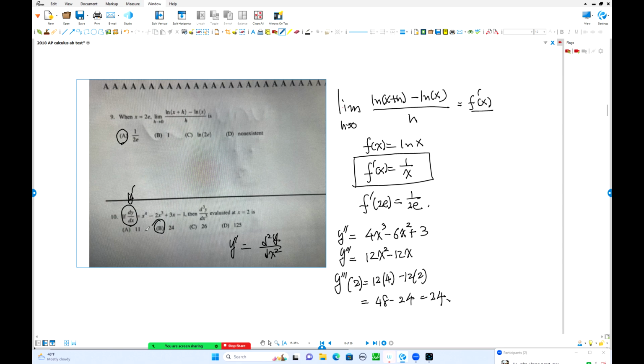That is the value of this third derivative at x equals 2. Right. Now move on to the next one.